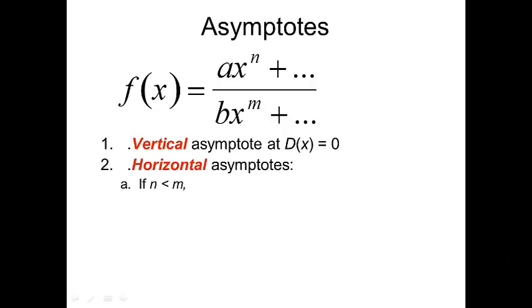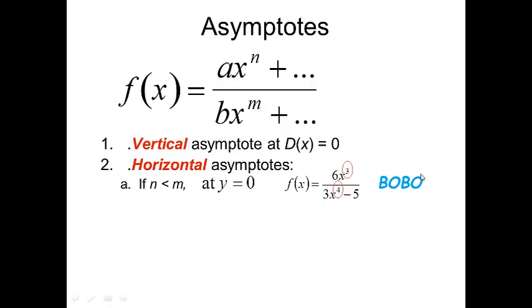Horizontal asymptotes: if the exponent on the numerator is smaller than the exponent on the denominator, then the asymptote is at y is equal to 0. In other words, if the numerator has a smaller exponent than the denominator, I remember this by saying BOBO, bigger on the bottom. Bigger on the bottom, and then I get a 0 because y is equal to 0.